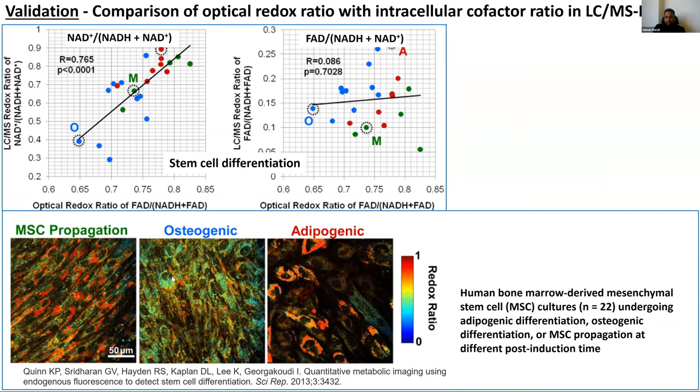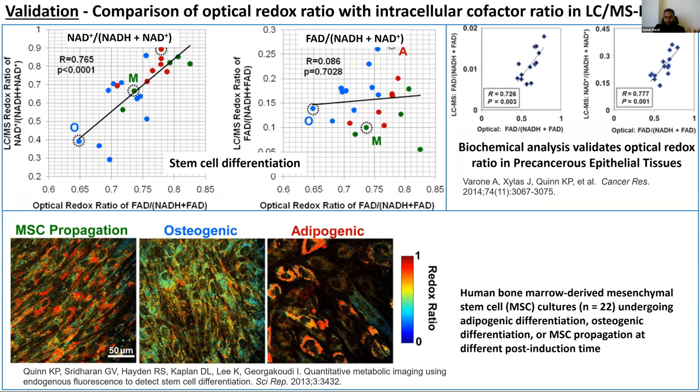Now, one of the things that any of this LCMS or even techniques like CARS, which will come in a second, cannot do is tell you the diversity of a system, the heterogeneity of a system. So if you look at human stem cells, bone marrow derived cells under MSC propagation, osteogenic or adipogenic differentiation, you see a difference in the metabolic, and overall there is a difference, but also there's a huge heterogeneity in this system that you couldn't see otherwise.